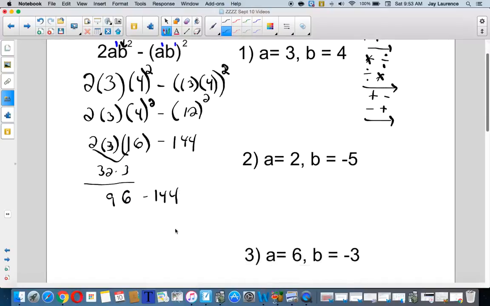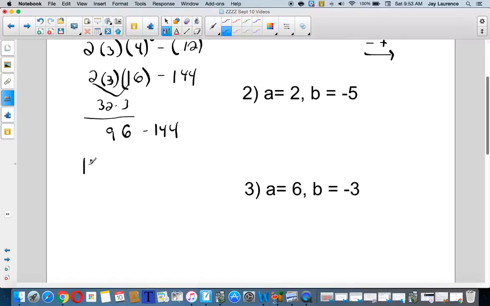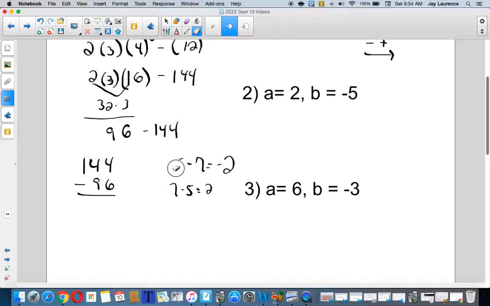Now, if you haven't figured this out yet, this is the same problem as this, except this one here, this vertical one, will have a positive answer. Why? Because there's more positives. There's 144 positives and only 96 negatives. Here, there's 96 positives, 144 negatives. There will be more negatives left over. So if I do 5 minus 7, and I have trouble, I can do 7 minus 5 and get 2. Well, 5 minus 7 is going to be negative 2. See how it works? It's the same answer, only one is the positive and the other is the negative because there are more negatives or there are more positives.